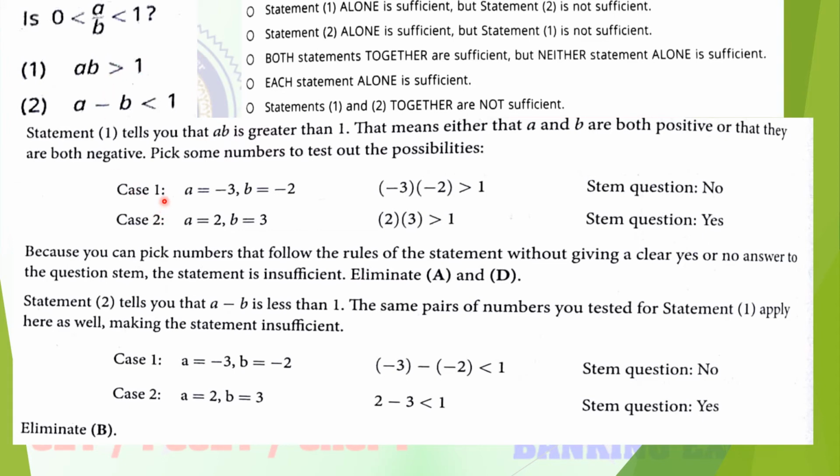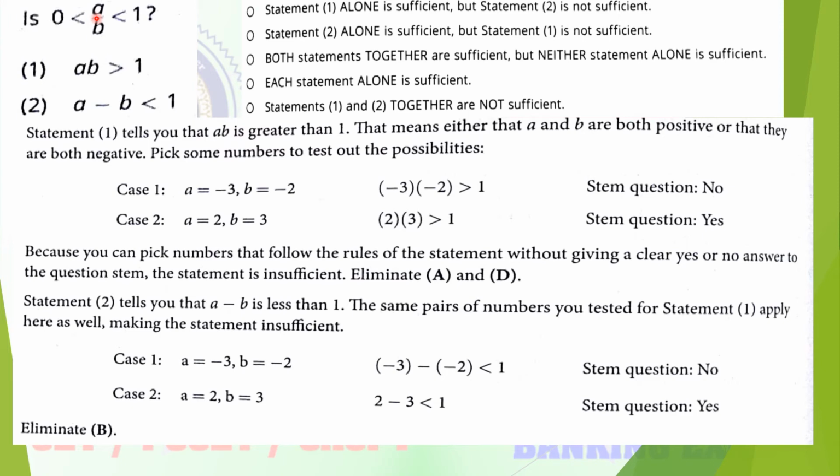Take, in the first case, A is equal to minus 3 and B is equal to minus 2. Okay, so what happens? 3 2s are 6, minus into minus is plus, so you are getting positive 6, so that satisfies the condition, greater than 1. Second case, you take A is equal to 2 and B is equal to 3, so 3 2s are 6, so that also satisfies the condition. Then, after satisfying the first condition, check the question.